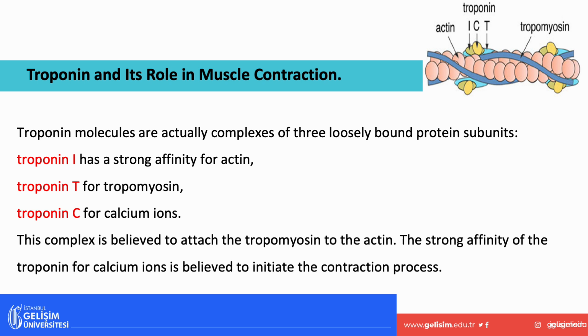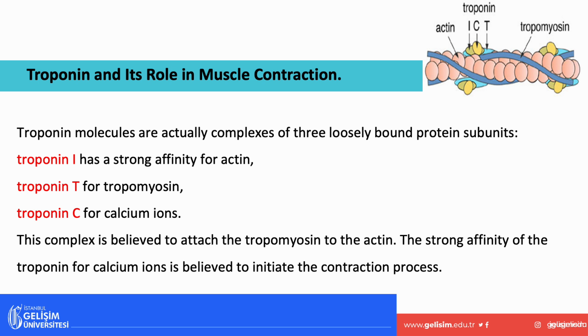Now, troponin is a protein complex that's made up of 3 subunits: troponin I, troponin T, and troponin C. Troponin I has a high affinity for actin. Troponin T binds to tropomyosin, and troponin C binds to calcium ions. So the complex is responsible for attaching tropomyosin to actin. In a resting state, the tropomyosin molecule lies over the active sites of the actin, and this prevents the attraction between actin and myosin filaments to initiate contraction.